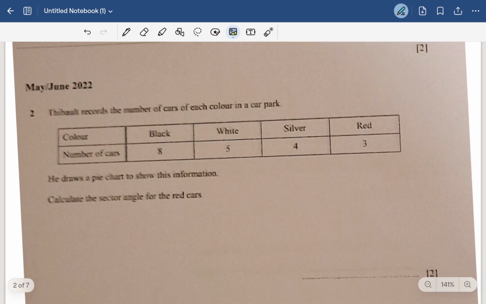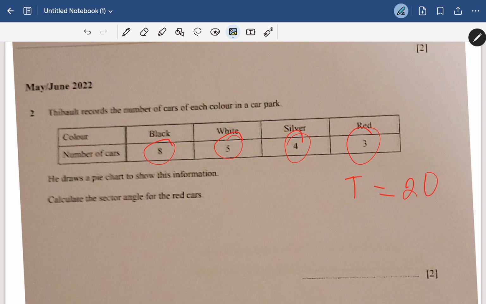Now we move on to May-June 2022. This is a very simple question, okay? There's only a formula you should know. He recorded these. Let's find the total. The total is 3 plus 4 plus 5 plus 8, which is 20. They need us to find the sector angle for the red cars.